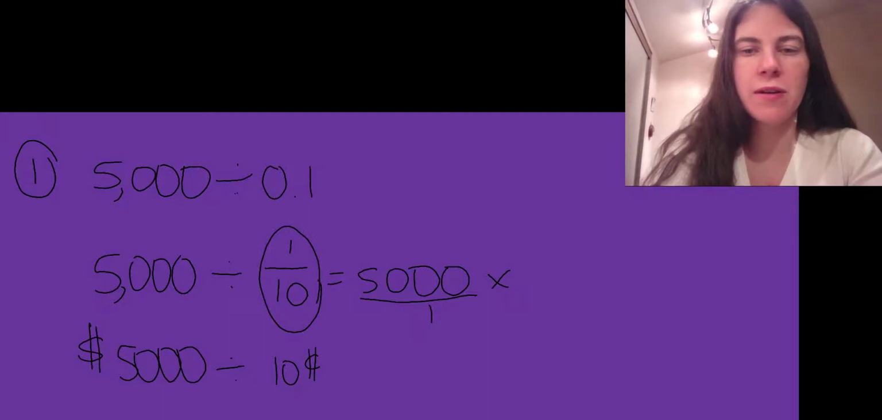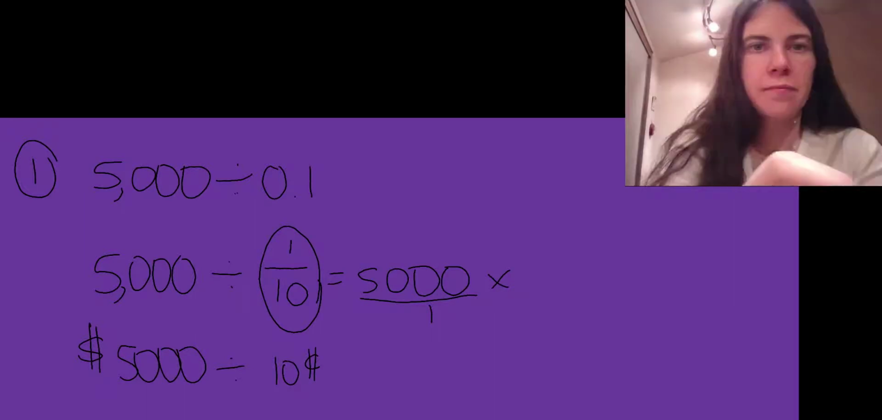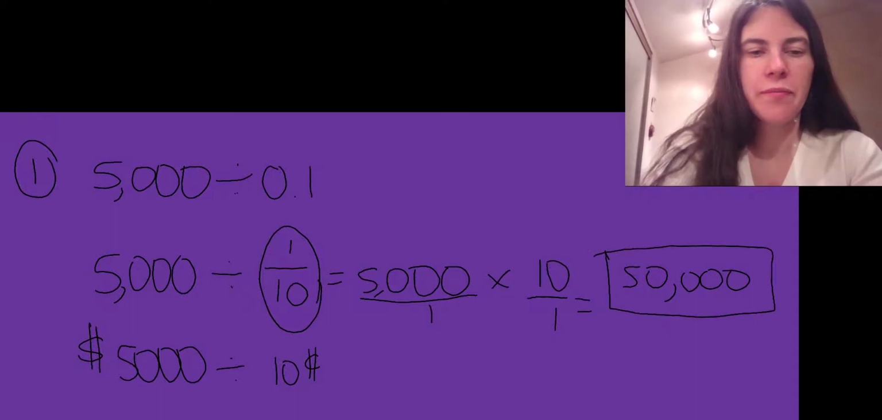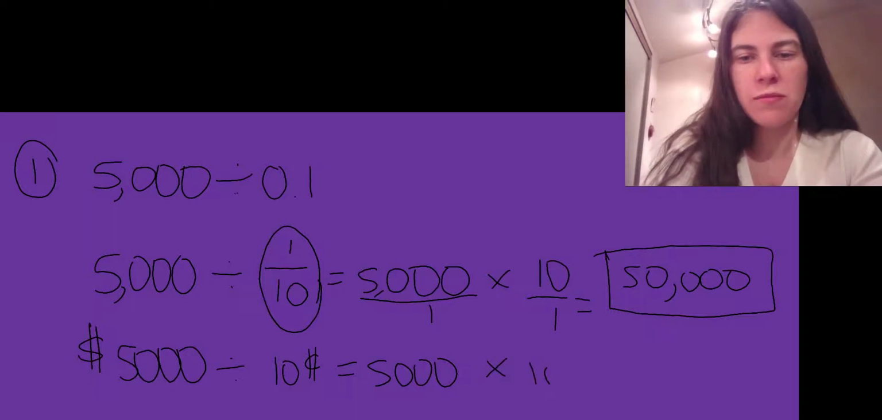So I have 5,000 over 1 times the reciprocal. So I flip the second number, 10 over 1, that's called the reciprocal. So 5,000 times 10 is 50,000. And 1 times 1 is 1. 50,000 over 1 is the same thing as 50,000. Or if I think about the dimes, I say there's 10 dimes per dollar. So I could do $5,000 times 10 is 50,000 dimes. Same thing.